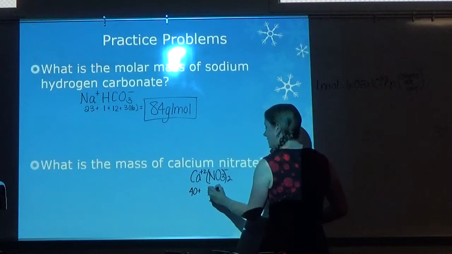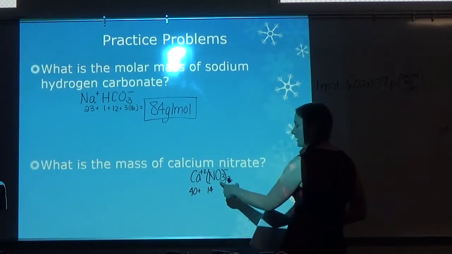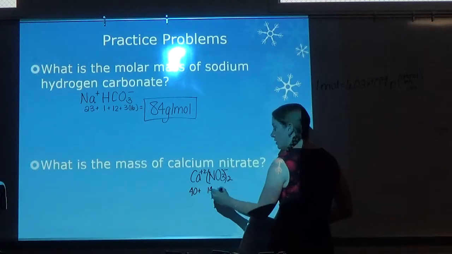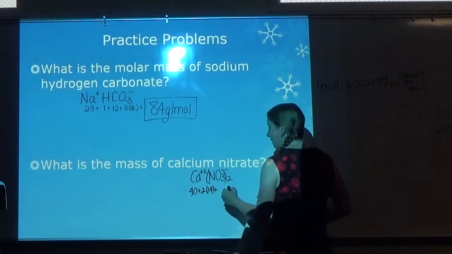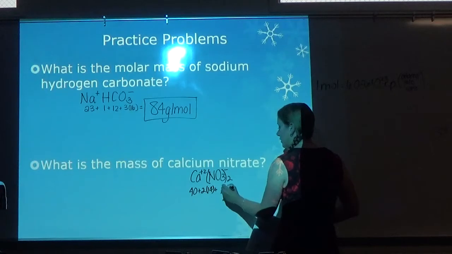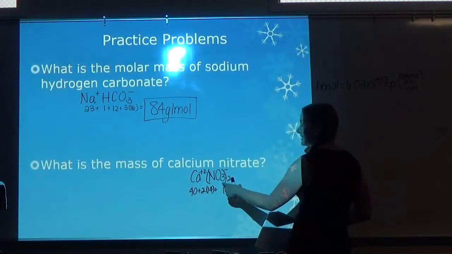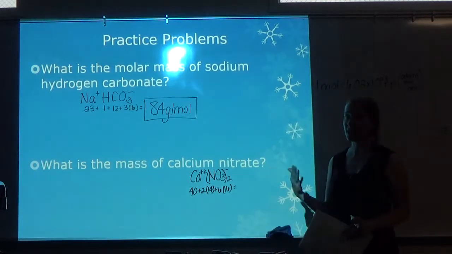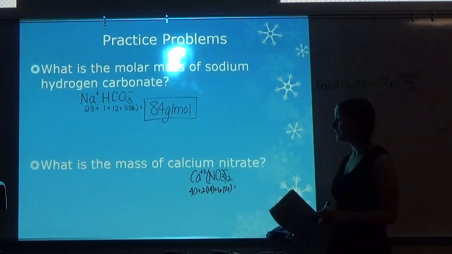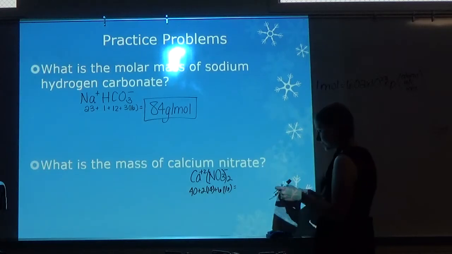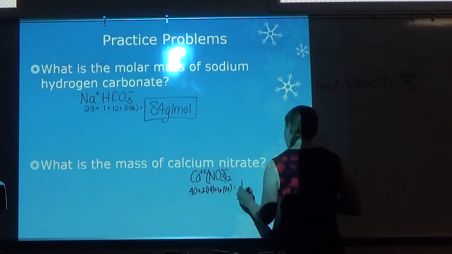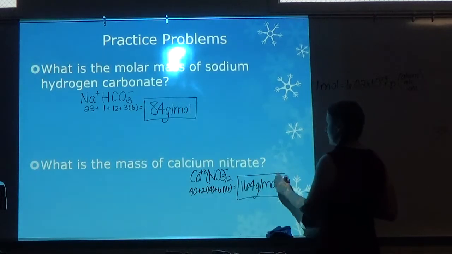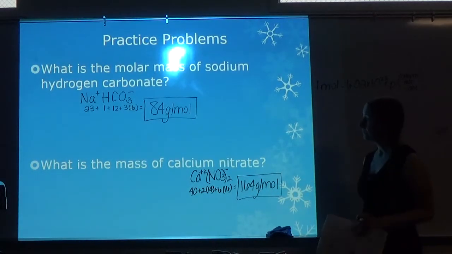Nitrogen is about 14, but I have 2 nitrogens. This 2 outside the parentheses goes to the N and to the O, so I multiply that by 2. I have 16 for oxygen, but if you look, I have 6 oxygens because the 2 and the 3 go to oxygen. And you multiply, don't add. It doesn't make 5, it makes 6. So you're multiplying. Once I add all of those together, I get 164, and of course my unit is grams per mole because we are calculating molar mass.